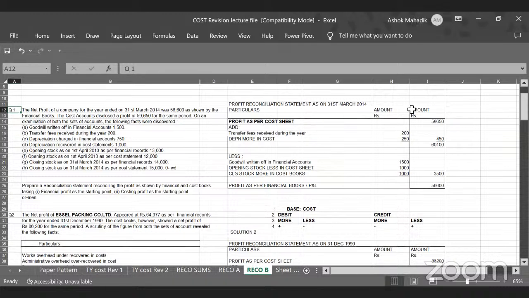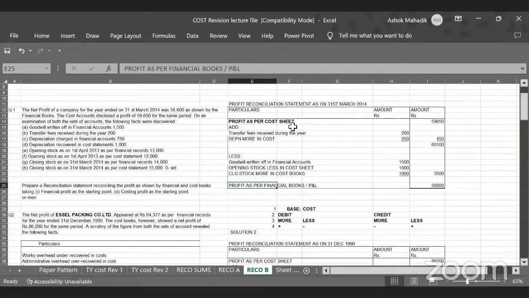Clear? Now I'll tell you we have to follow three steps. Step one is choose your base. As I told you, two profits are there. So you have to start with one profit and you have to end the answer with the another. If you start with costing profit, your ending answer will be financial profit. Is it clear, students? Okay.